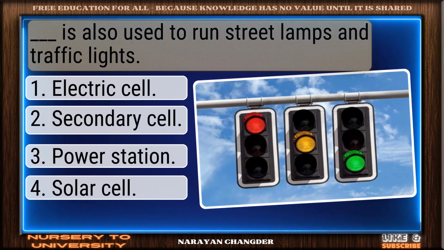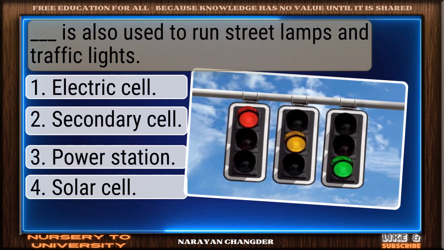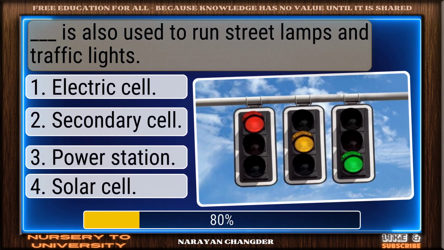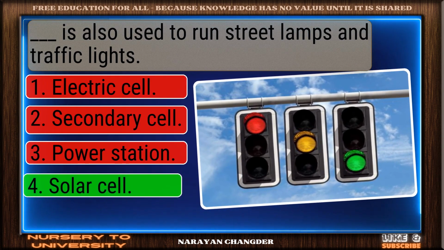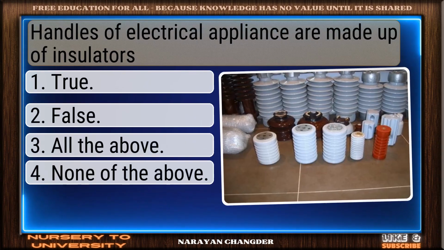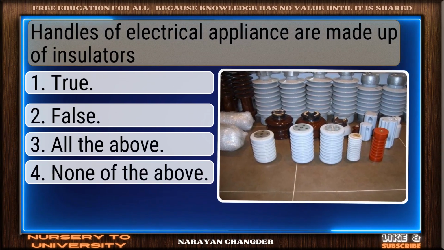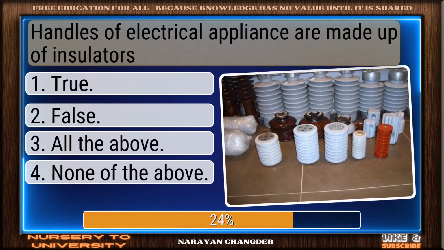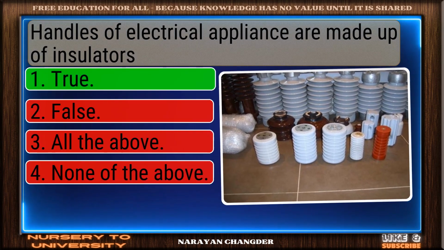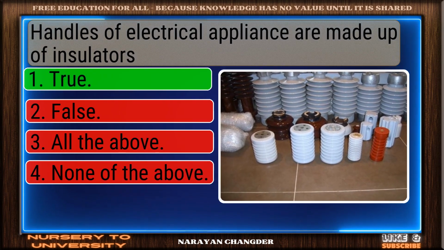Dash is also used to run street lamps and traffic lights. Right again. Solar cell is a valid answer. Handles of electrical appliance are made up of insulators. Bravo. True is the answer.